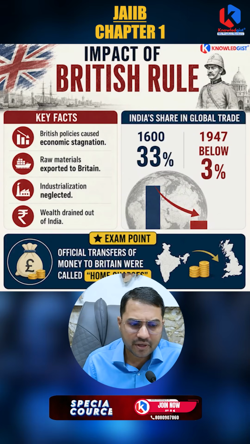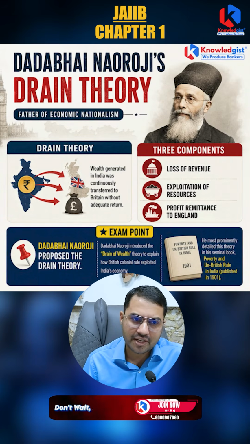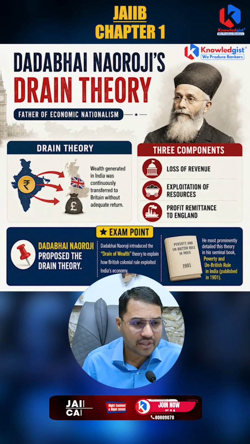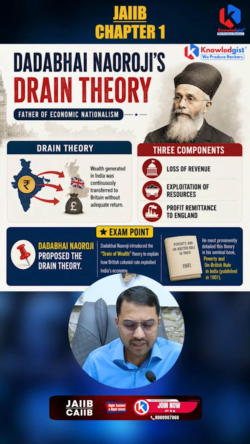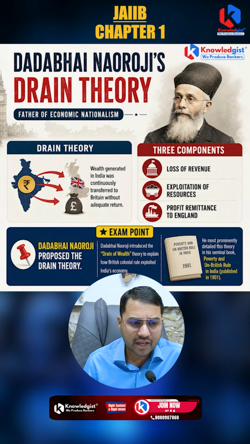And for exam point, the official transfer of wealth from India to Britain was called home charges. That term was coined popularly by Dadabhai Naoroji about the brain drain theory. The same is mentioned in Poverty and Un-British Rule in India, Dadabhai Naoroji's book.